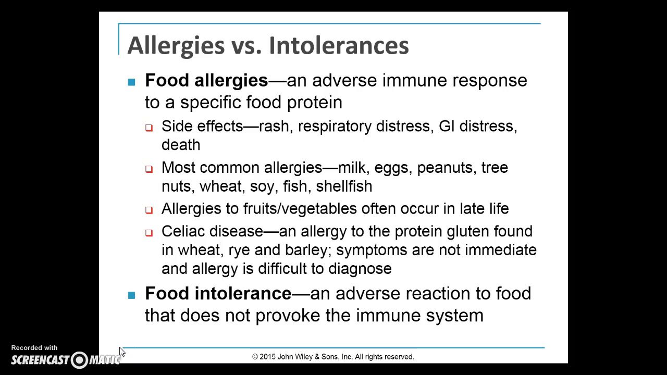Allergic reactions cause symptoms throughout the body. It can be life-threatening, and proteins that typically are a cause for concern are proteins from milk, eggs, peanuts, tree nuts, wheat, soy, fish, and shellfish. Those are the most common food allergies. So the slide talks about it being an adverse immune response to a specific food. Side effects can be rash, respiratory distress, GI distress, and death. Allergies to fruits and vegetables often occur later in life, but are certainly less common.